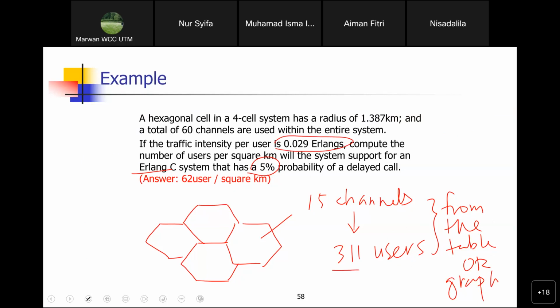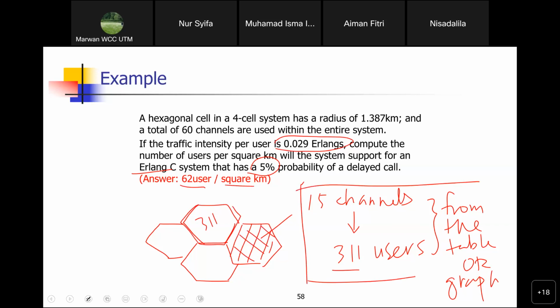Once you have 311 users, the question is asking you per square meter. So we know inside this is 311 users, then you just need to make sure this 311 is divided by the area of the cell. Then you get how many users per square kilometer. So that is the idea for today's lecture. To get that, you use either Erlang C if delay, or Erlang B for blocking.